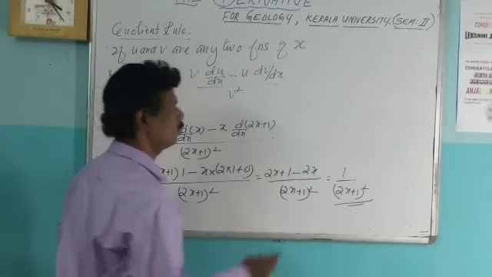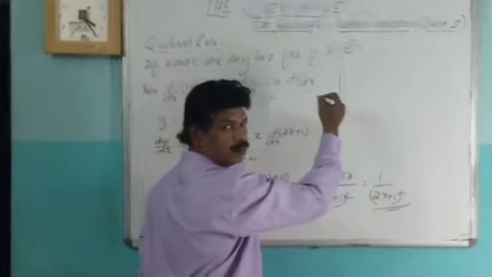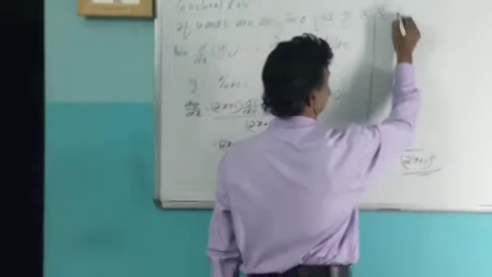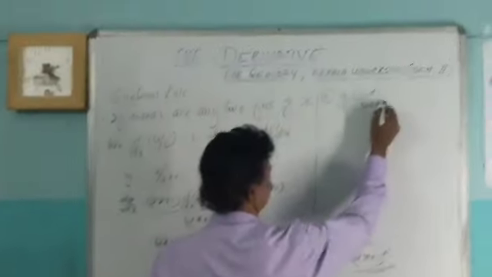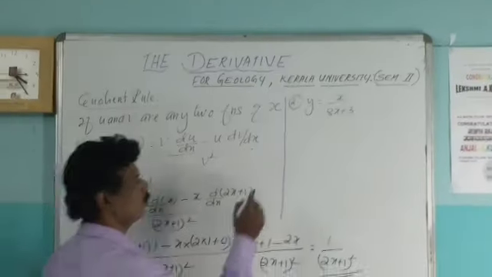Please read the next question. Second question: y equal to x by (8x + 3). Here also we have a quotient of two functions, so we have to apply the quotient rule.